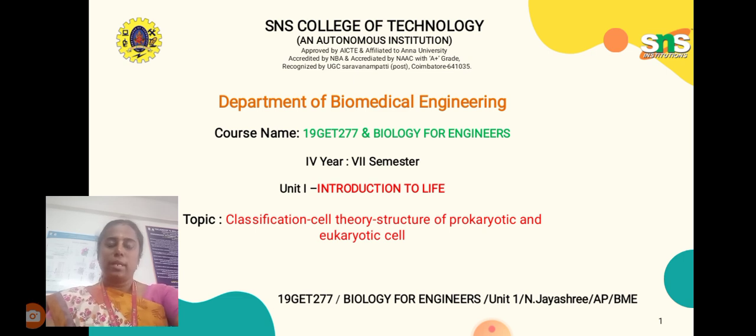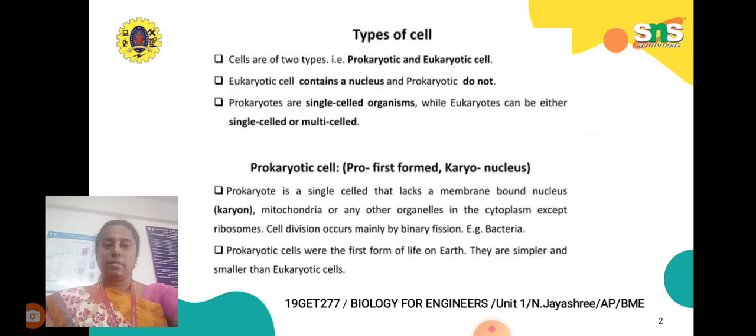I'm going to take Biology for Engineers. The unit title is Introduction to Life, and this topic is Structure of Cells. Cells are of two types. Number one is the prokaryotic cell. Number two is the eukaryotic cell.